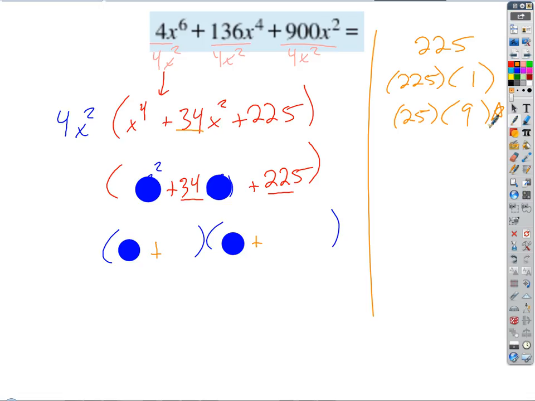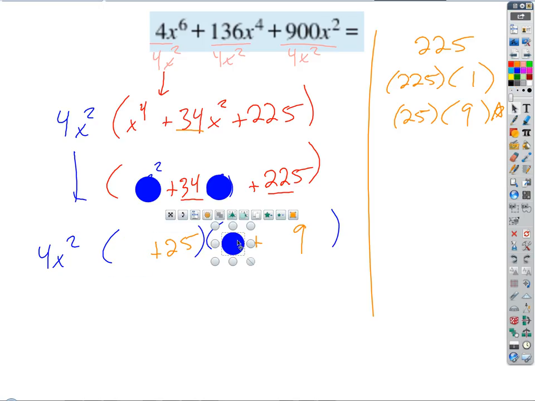And so we'd end up with dot plus 25 times dot plus 9. And then out front, we've got this 4x squared, and we're done. But it's not really a dot. What is it? It's an x squared, right? The dot covered up the x squared. So instead of a dot, all we've got there is just an x squared.